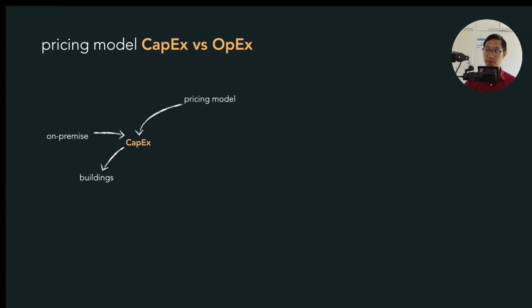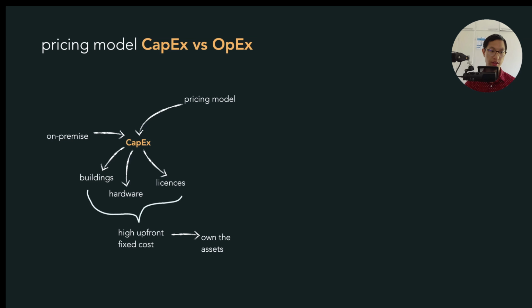So in terms of CapEx, what more do you have when you have on-premise? You have your buildings, the facilities, they cost a lot. You have hardware, they cost a lot. You have licenses as well. So, for example, if you have Windows machines, then you need to buy Windows, the OS, all other softwares you need to pay as well. Those are licenses. So you have high upfront fixed cost. So this is CapEx. But you own your assets. This is important. So the hardware is yours. You own them. You own the buildings, or you maybe rent the buildings, but basically you own the assets in CapEx.